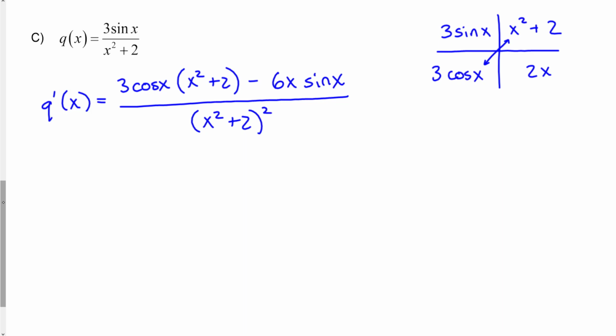And here you could probably do a little bit of simplification. Looks like the 3 and the 6 have a common factor you could pull out. That's probably about it. This is probably about as simple as you're going to get. So this is an acceptable final answer here.